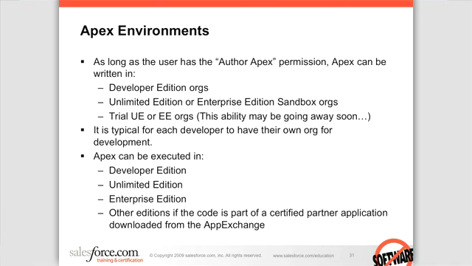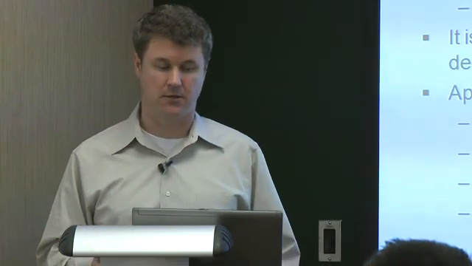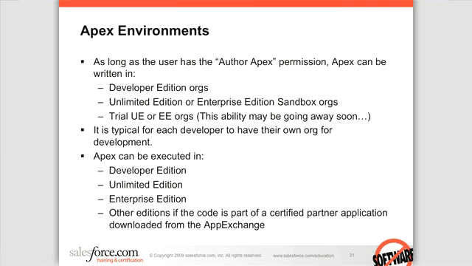The ability to write custom Apex is not supported in Personal, Group or Professional Edition, and that's why they're not listed here. Now, what we were talking about is writing the code. In terms of executing the code, you can execute it in a DE, an Unlimited, or an Enterprise Edition org. You can also execute code in one of our other orgs, as long as that code was written by one of our AppExchange partners. So you cannot write your own code if you're in a Professional or a Group Edition org. But like I said, you can install an AppExchange app that's a native app that contains Apex and execute that.